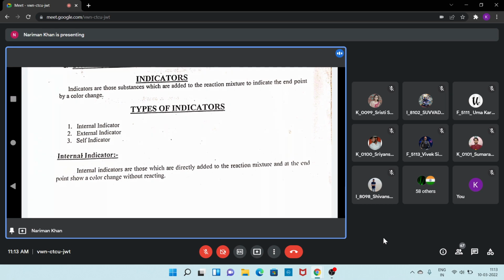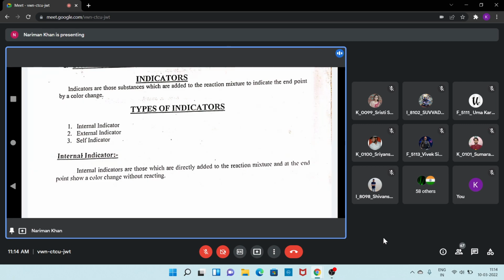Like methyl orange or phenolphthalein, they are added into the reaction mixture. So whatever indicators you are going to use in this semester will be internal indicators only. Internal indicators are directly added into the reaction mixture and they show the end point by the color change. External indicator: there is a lot of difference between internal indicator and external indicator. Internal indicator is directly added into the reaction mixture, 2-3 drops, and they show the change in color as endpoint.